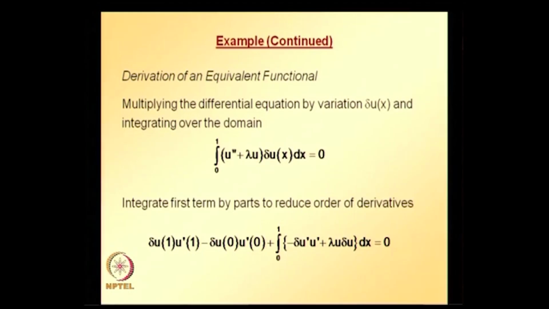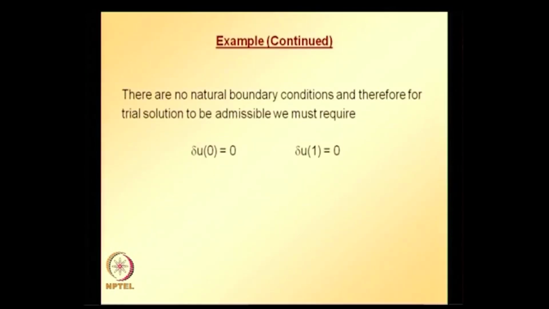Essential boundary conditions are given at x is equal to 0 and x is equal to 1. So, automatically the first two boundary terms get cancelled. Wherever an essential boundary condition is given, the variation of u at that point is equal to 0, or at least the variation of the admissible solution at that point is equal to 0. So, the first two terms get cancelled because of that reasoning. So, that is what is mentioned here.